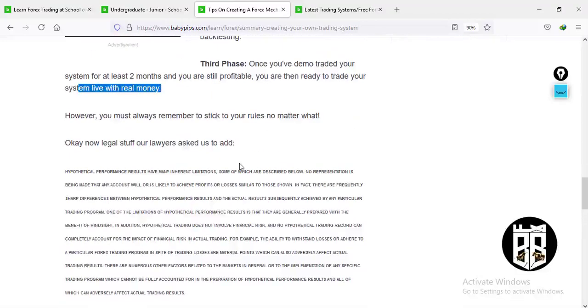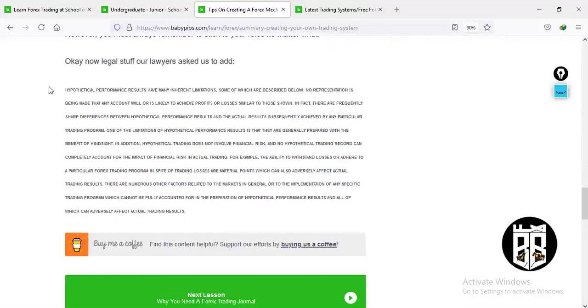So that's just it. And this is just a disclaimer. Our legal stuff, our lawyers asked us to add this. Hypothetical performance results have many inherent limitations. Blah blah blah. This is not trading advice and all that.